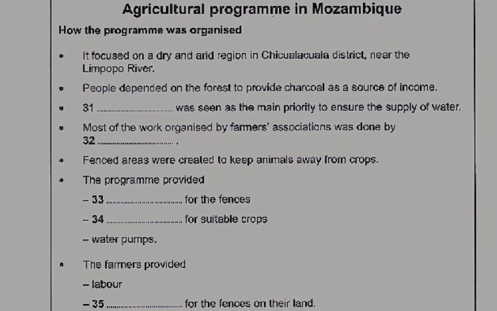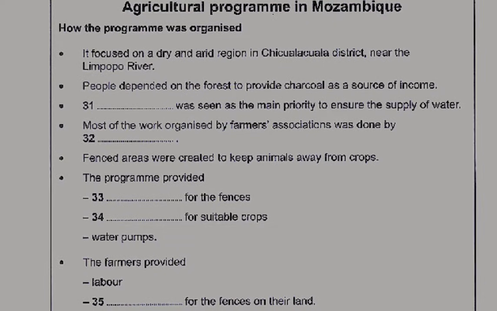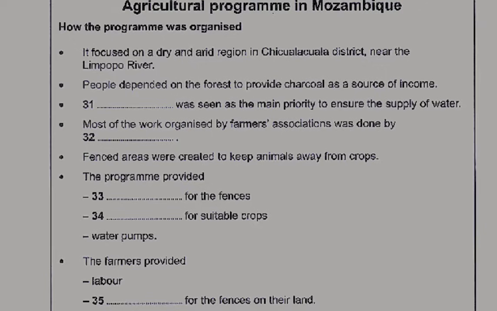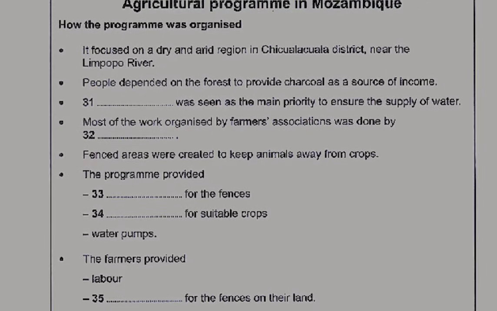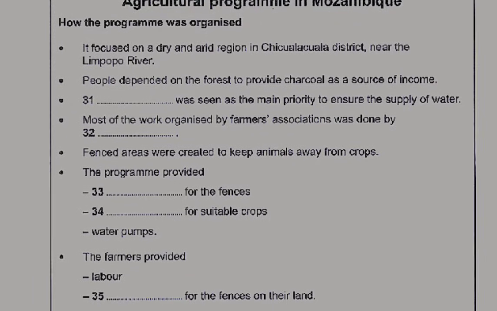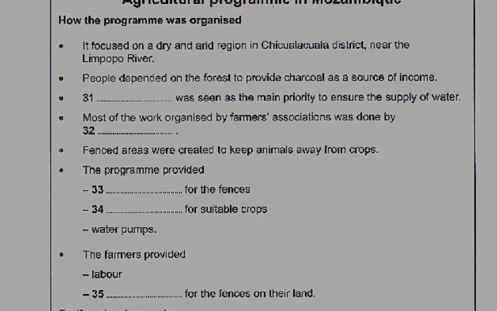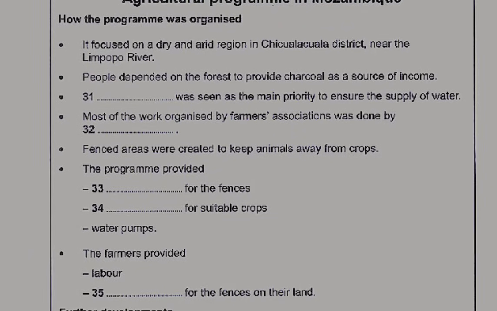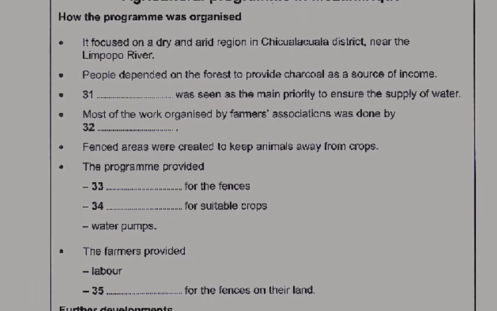Because of this, people in the area were unable to support themselves through agriculture, and instead they used the forest as a means of providing themselves with an income, mainly by selling charcoal. However, this was not a sustainable way of living in the long term, as they were rapidly using up this resource.